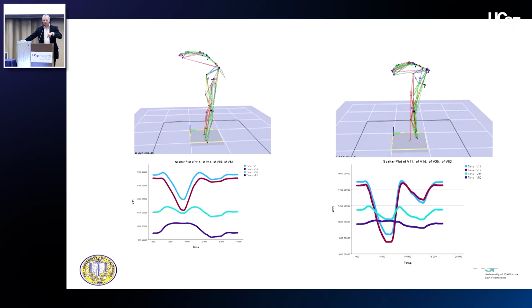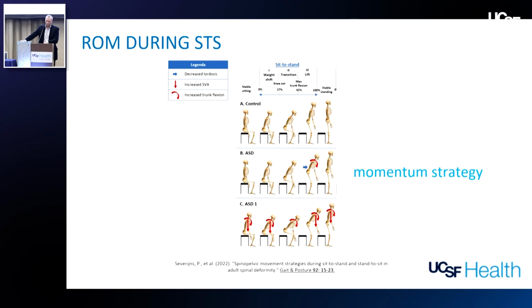The graphs on the bottom look at C7 and T1, or shoulders and C7, and the dark blue line at the bottom is the pelvis. Some patients can bend forward and get their C7 and their shoulders below their pelvis. The one on the right can, the one on the left cannot. So again, something to think about.